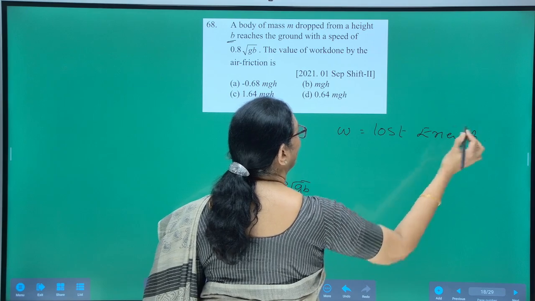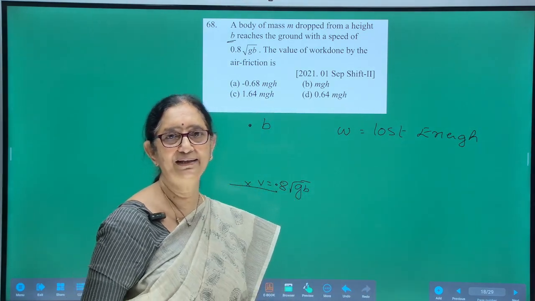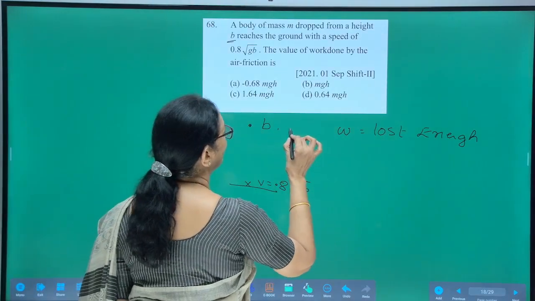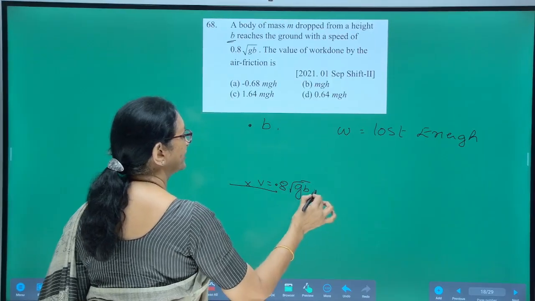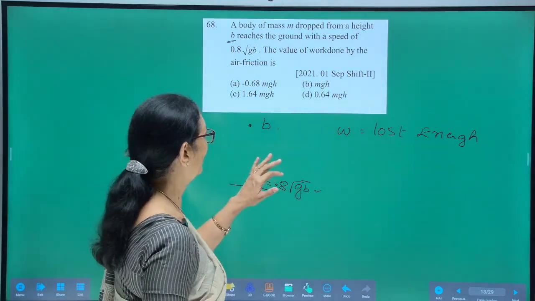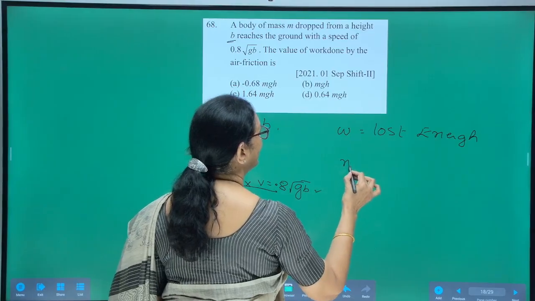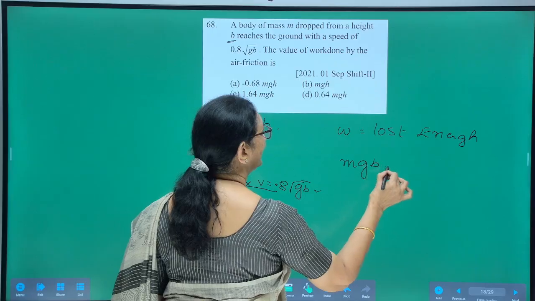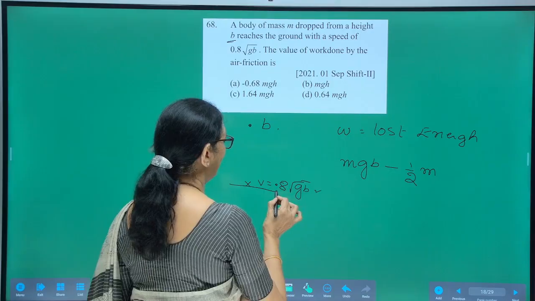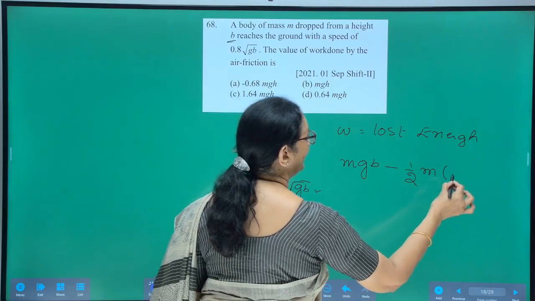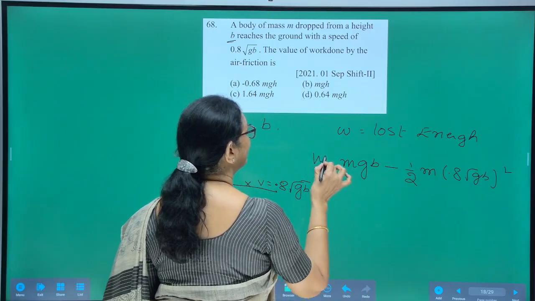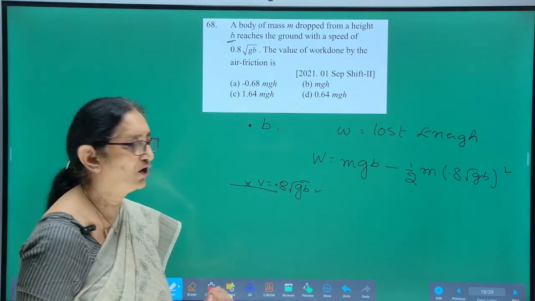Here, when there is no air resistance, total energy is constant. At the highest point, total energy is in the form of potential energy. At the lowest point, total energy is in the form of kinetic energy. Lost energy becomes initial potential energy minus final kinetic energy. Kinetic energy is half m v square, where v is 0.8 root gb, whole square. This is the work done against friction, the lost energy.